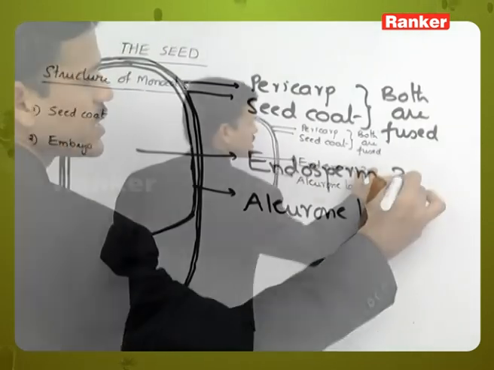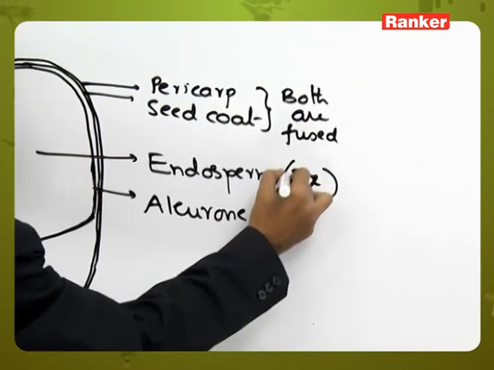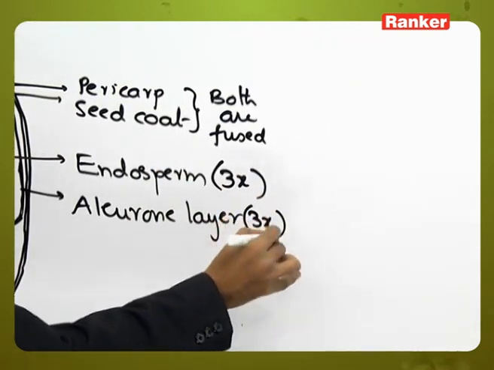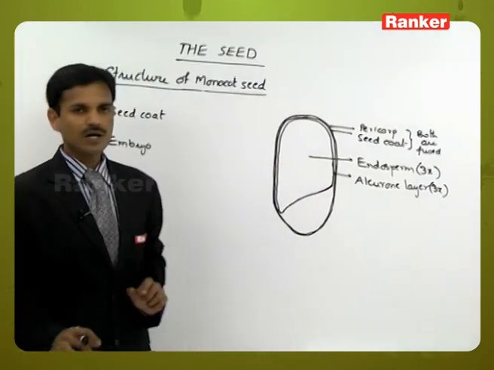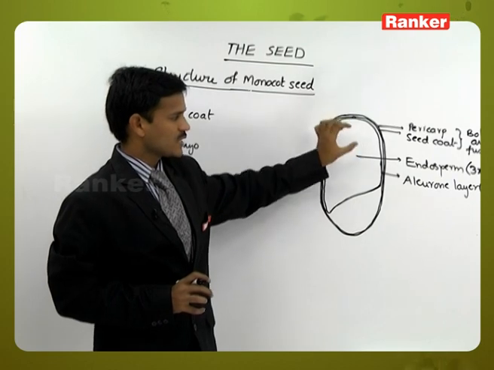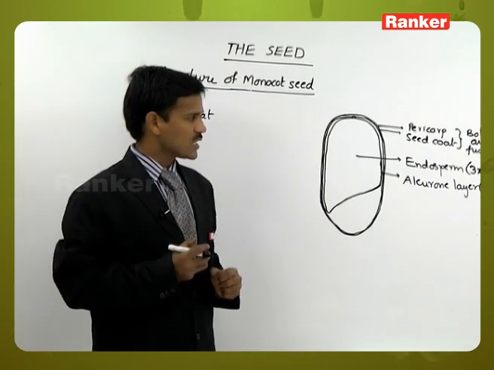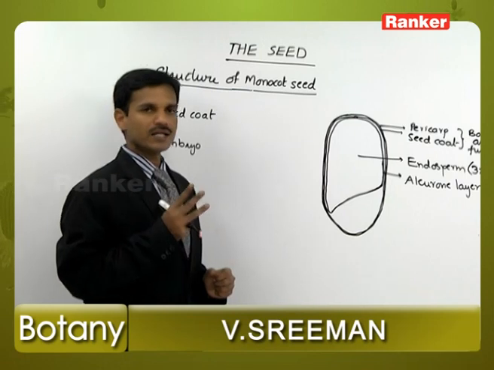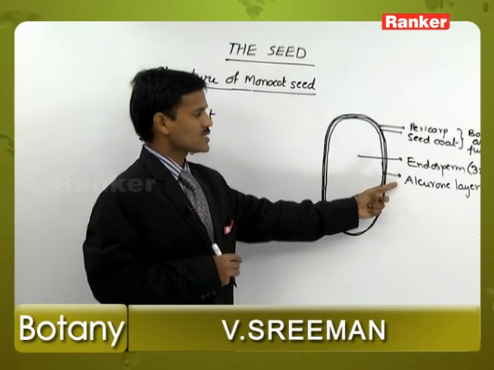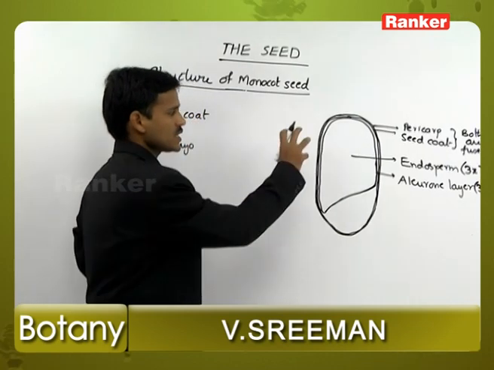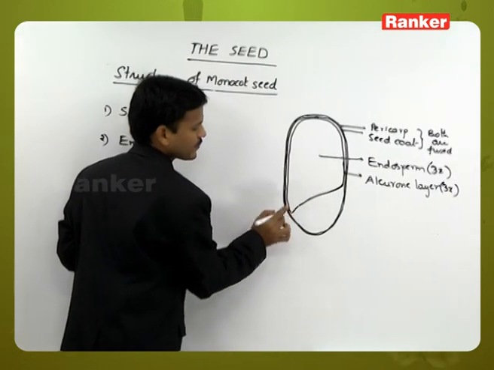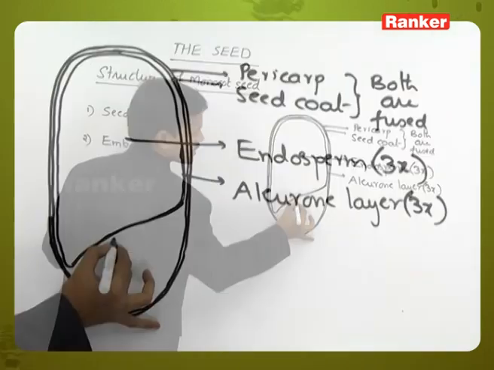Generally endosperm is triploid. The aleurone layer is also triploid. Due to double fertilization, the endosperm develops. Triploid means three sets of chromosomes, or three genomes, are present. So it is the endosperm storing food material. And in the groove of the endosperm, the embryo is present.